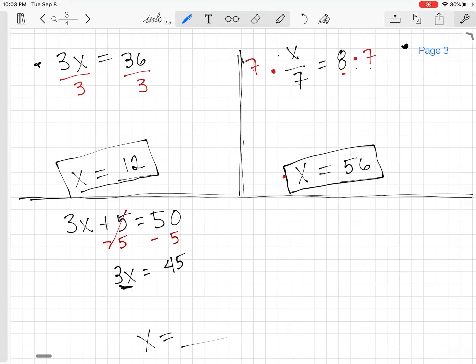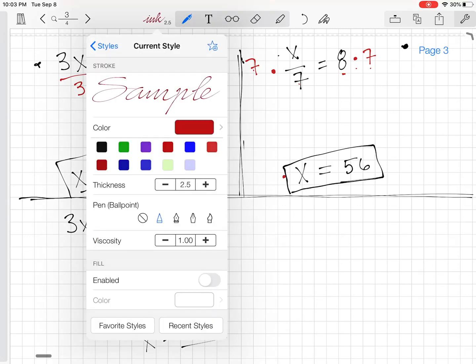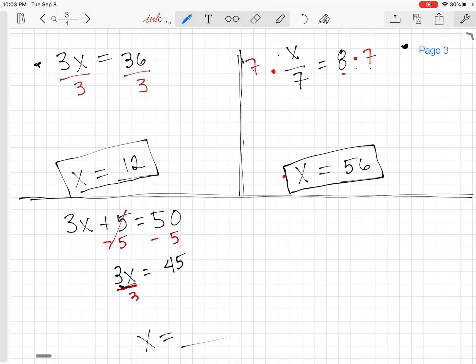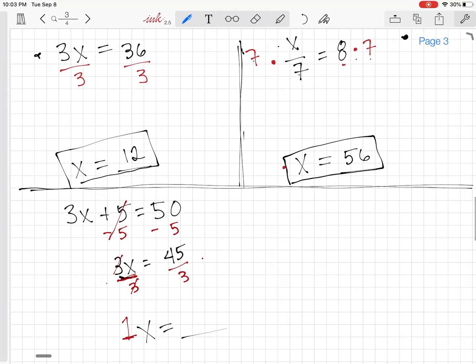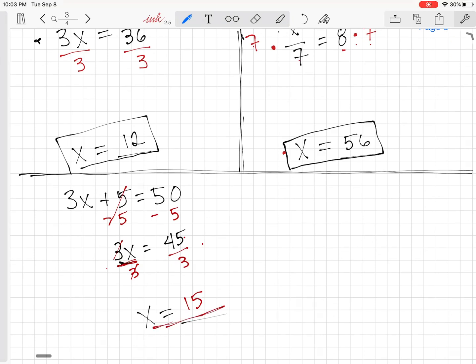So what is the opposite of times 3? The opposite of times 3 is going to be to divide by 3. So I'm going to divide both sides by 3. What I do to one side, I have to do to the other side. So 3 divided by 3 cancels out, gives me 1x. But we generally don't write 1x. We generally just write x. And then 45 divided by 3 is going to give me 15. And if x is alone on one side of the equal sign, I know that I'm done.